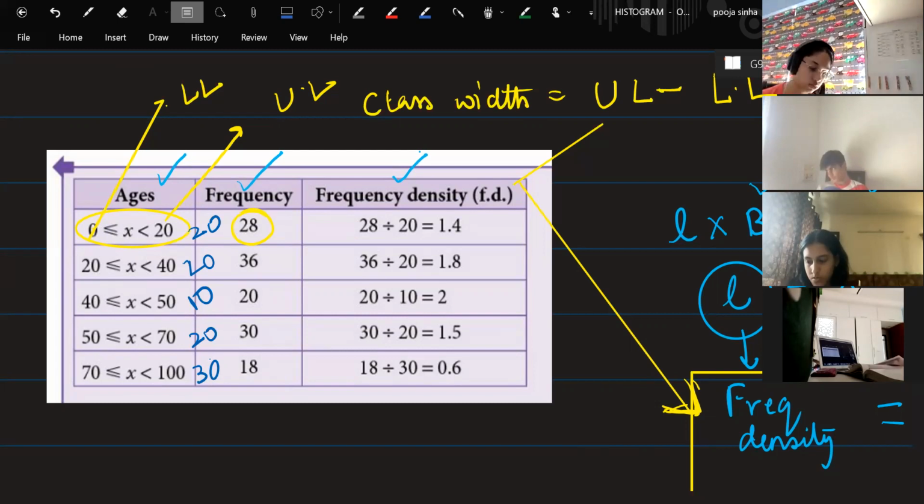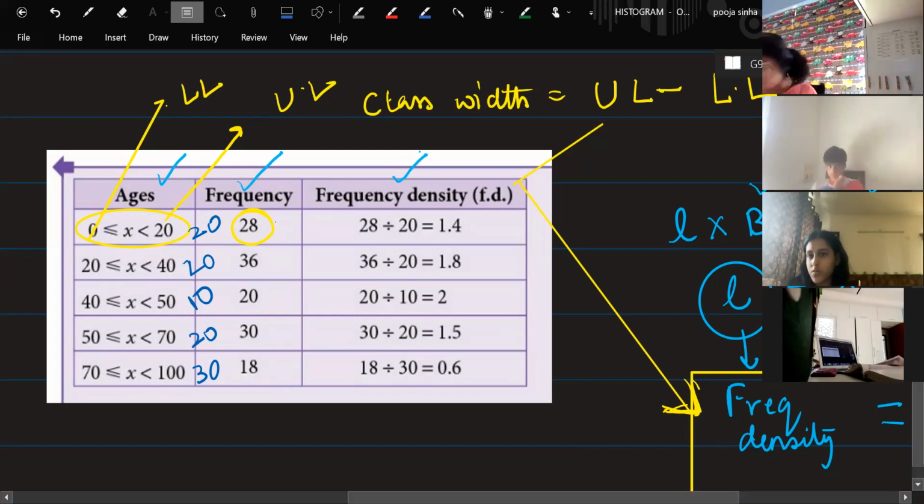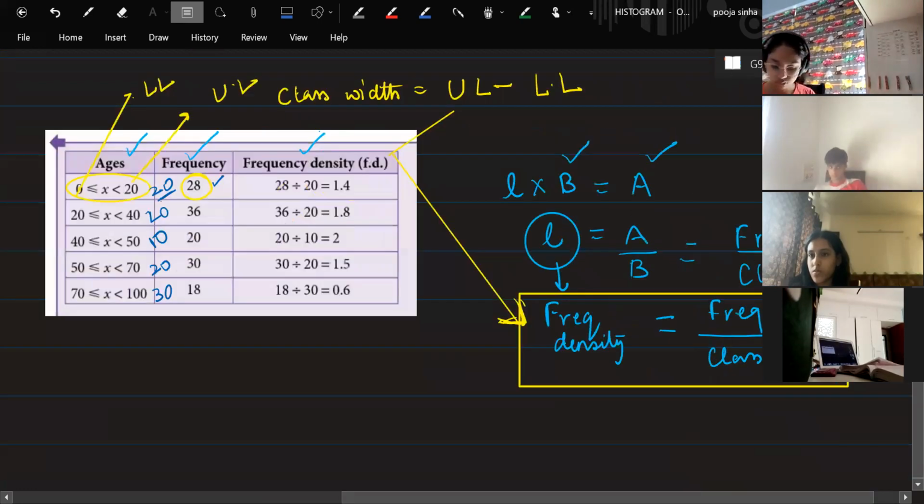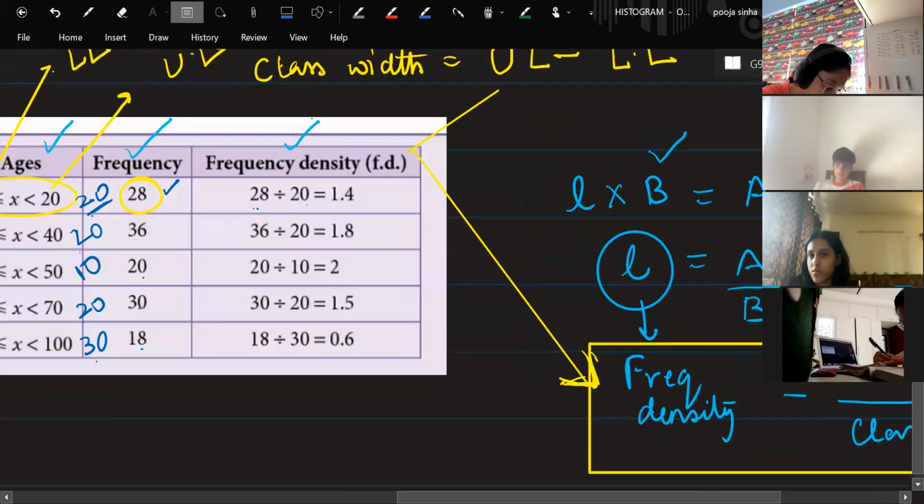So frequency density is equal to the frequency divided by the class width. That's what we just learned, right? Divided by the class width. So 28 by 20, 36 by 20, 20 by 10, 30 by 20, 18 by 30. That's what we have done here.